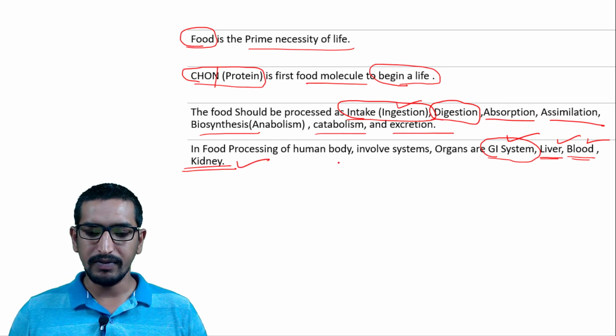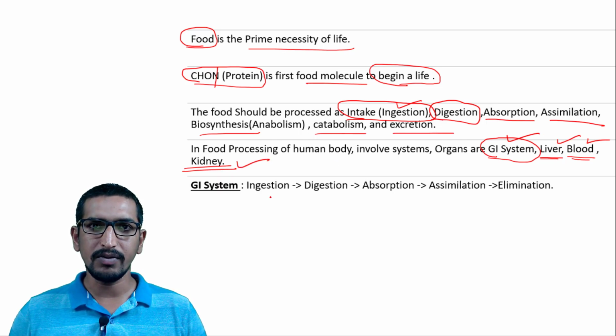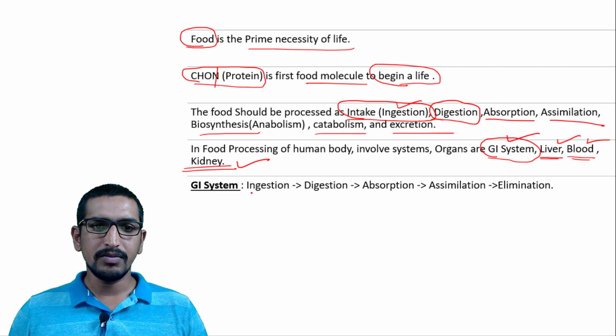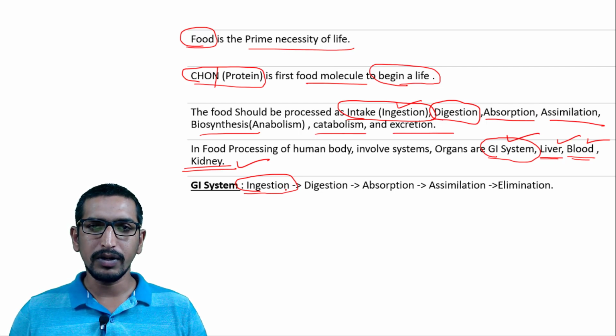Let me check one by one how the GI system is involved. In the GI system, the intake of food is by the GI system, especially by the mouth. Once the food enters the body, digestion starts. The first digestion organ is the mouth. Digestion, as we already said, is the breaking of food. Breaking of the food in the body with the help of enzymes is called digestion.